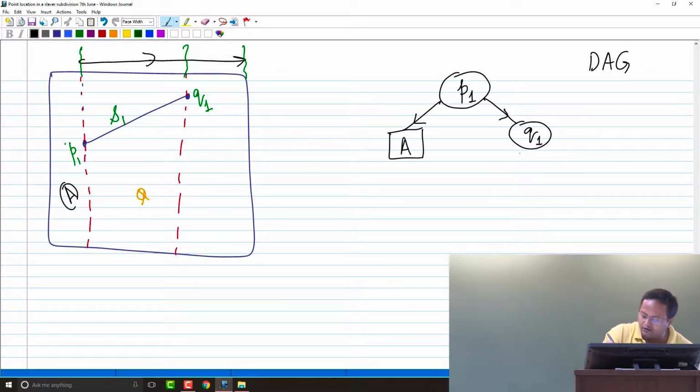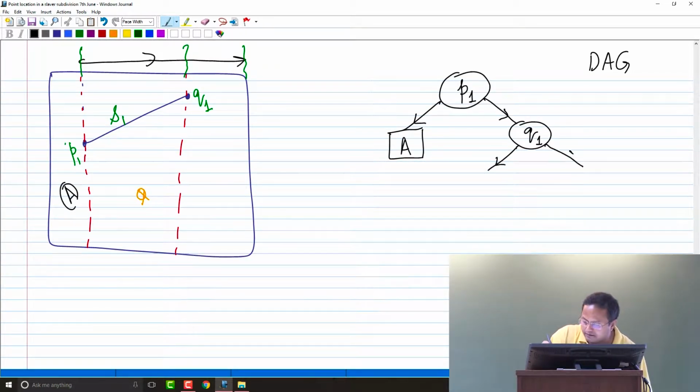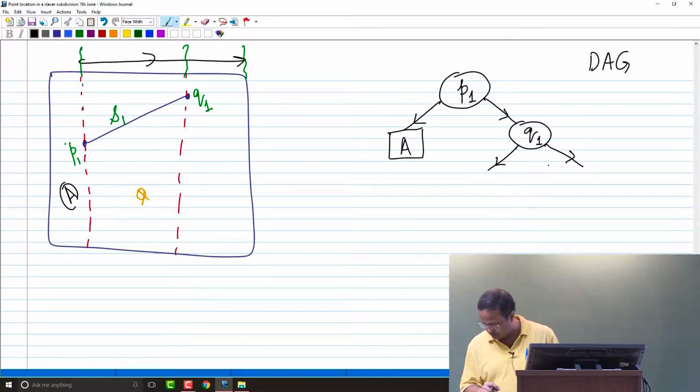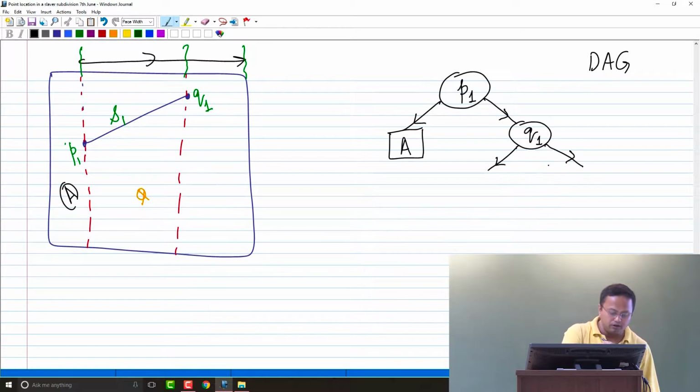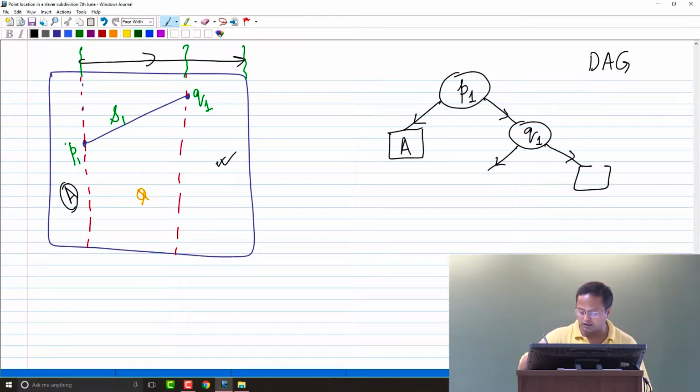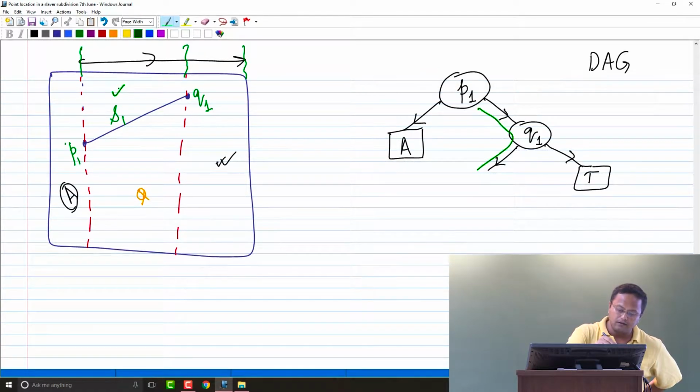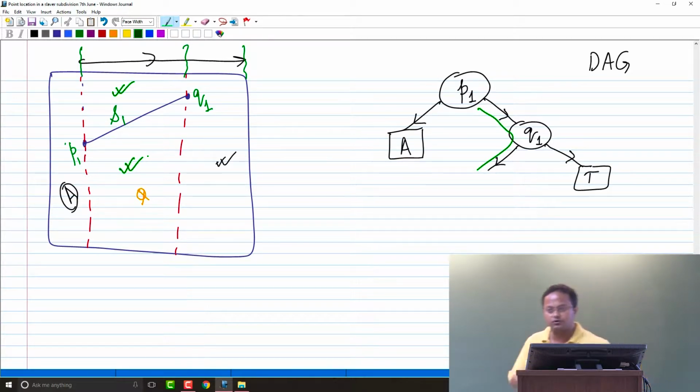Now, in here if your search path goes right from Q1, you know that this is the trapezoid you are in. So, another leaf, let us call it some T. And if your search path has gone left from Q1, then you know that you are either in this zone or in this zone.